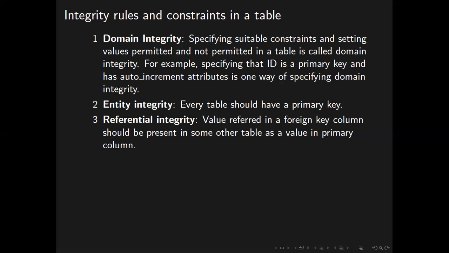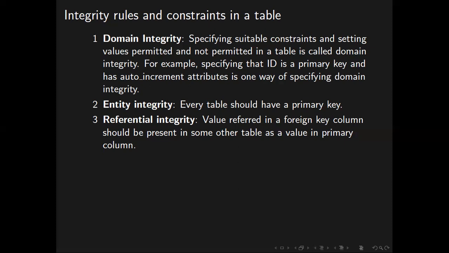Therefore, what are the three types of integrities we expect? The first one is domain integrity. What is domain integrity? For each column, we define some default values, values permitted, values not permitted. All those are put together as domain integrity. Okay, not null, default 0. All these are called domain integrity values.